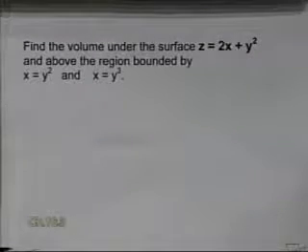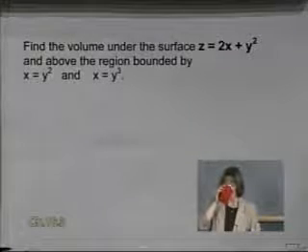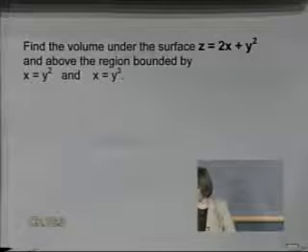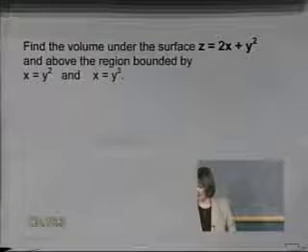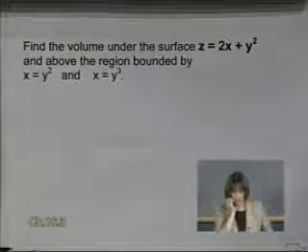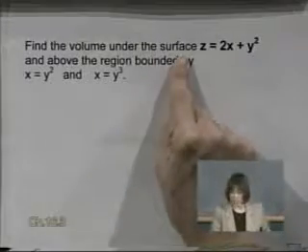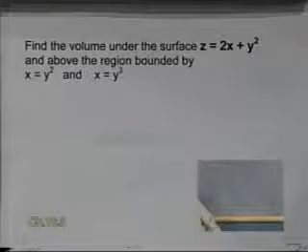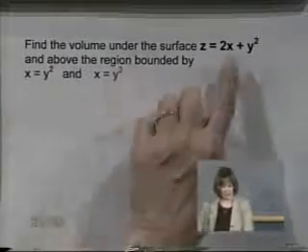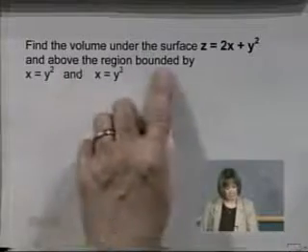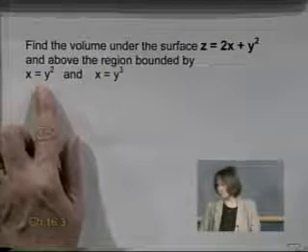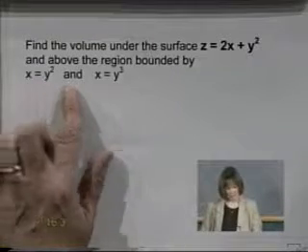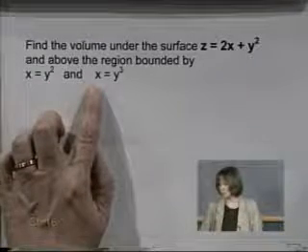In this one, they're not giving me the integral. They're asking me to find a volume. Find the volume under the surface z equals 2x plus y squared. That's above, this is my roof, and it's above the region bounded by x equals y squared and x equals y cubed.